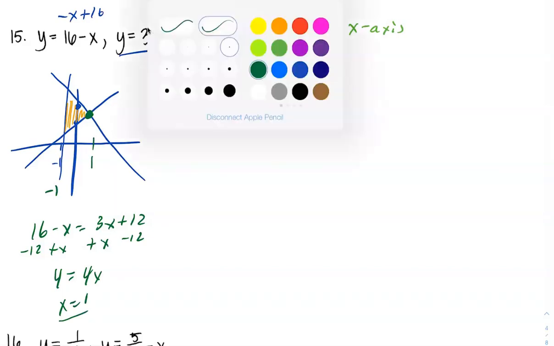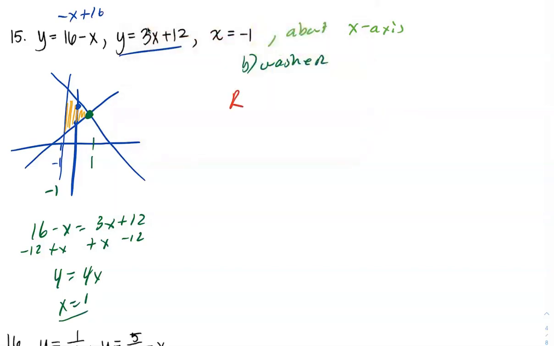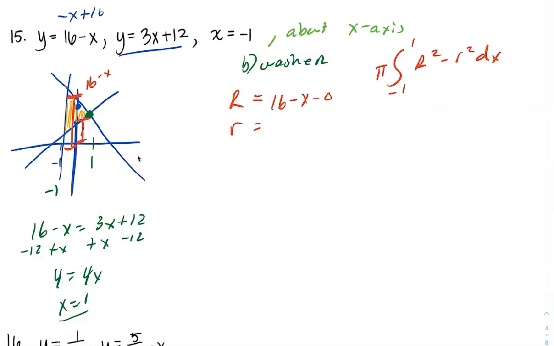And again, I always like to figure out my r's first. So let's do that. My big R. Because remember, the formula is this. We're going from negative 1 to 1 of big R squared minus little r squared. My big R is the one furthest from where we're spinning, the x-axis. So down here. So what's the biggest one from that? That would be this guy. What's that equation? That is 16 minus x, minus 0. My little r is the one closer to the x-axis. This guy right there. And that would be 3x plus 12, minus 0.